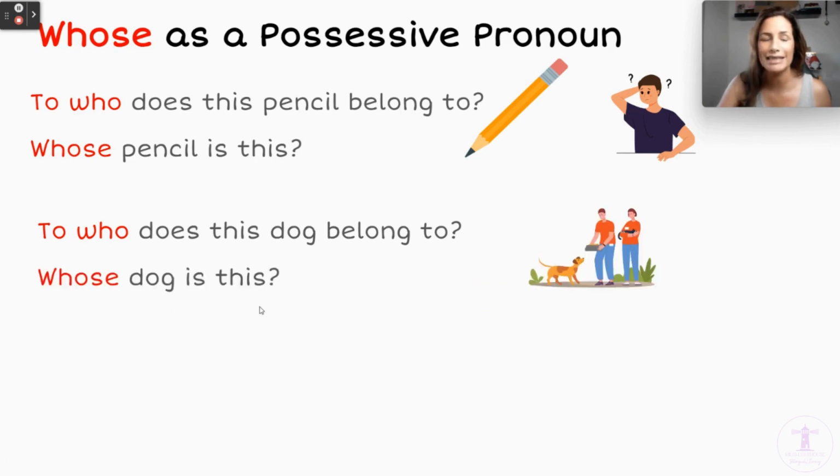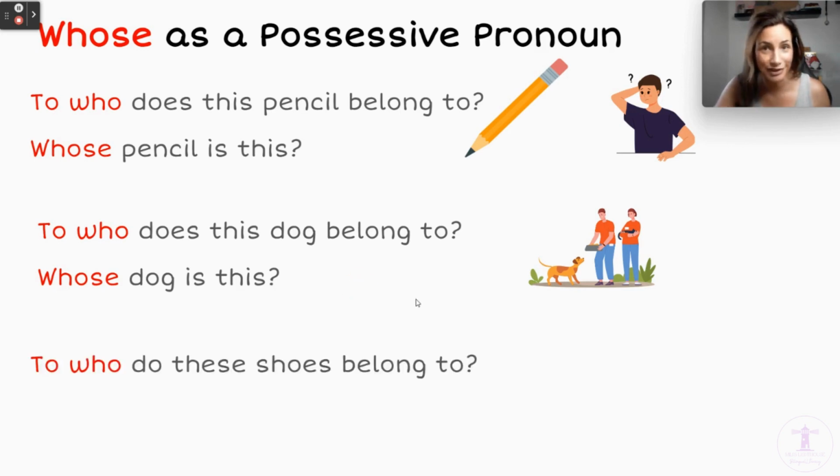Whose dog is this? Whose dog is this? And look, whose is the same, is the same, and this the same. Okay? The only thing you're changing is the subject, right? Pencil and dog. Okay? So whose dog is this?